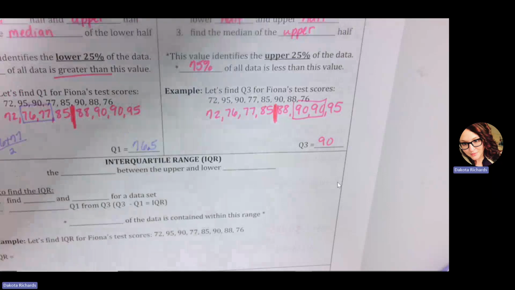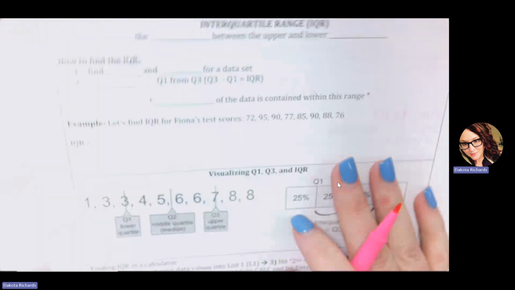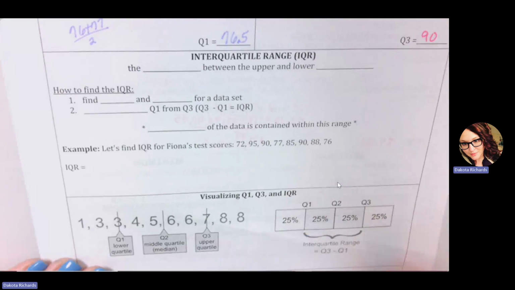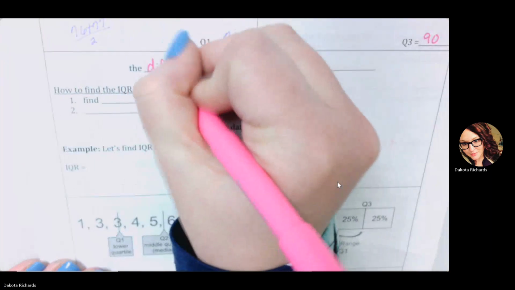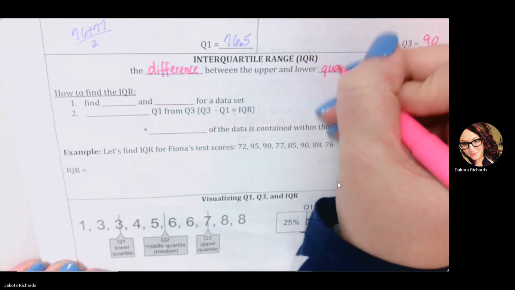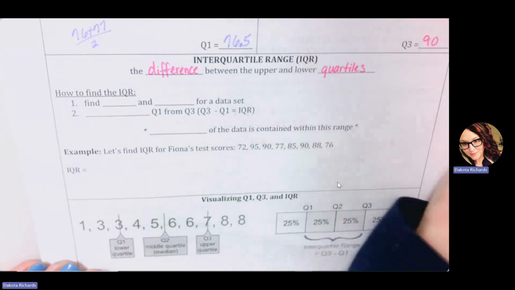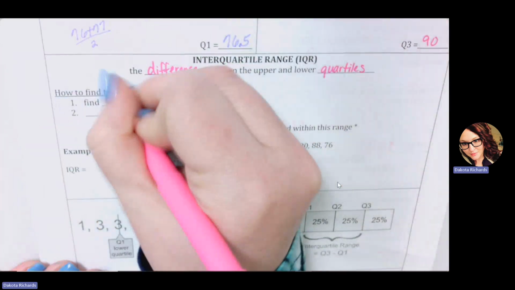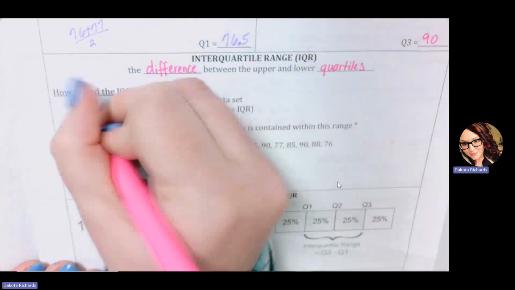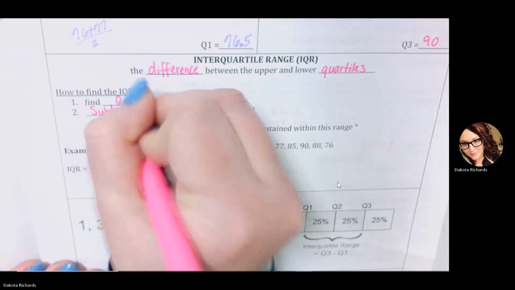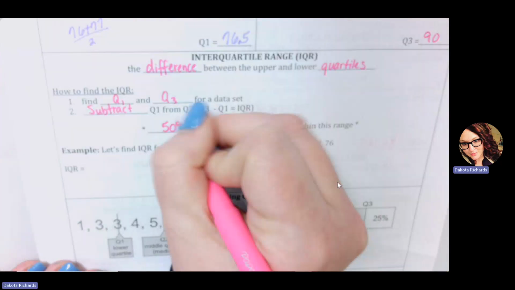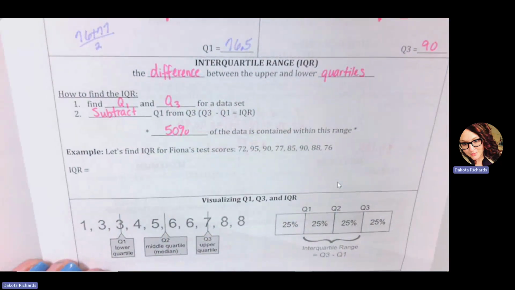Hey, a few more things before you need to do your assignment. The IQR or interquartile range is the difference between the upper and the lower quartiles. How to find the IQR? You find Q1 and Q3 for a data set, and then you subtract Q1 from Q3. 50% of the data is contained within this range.